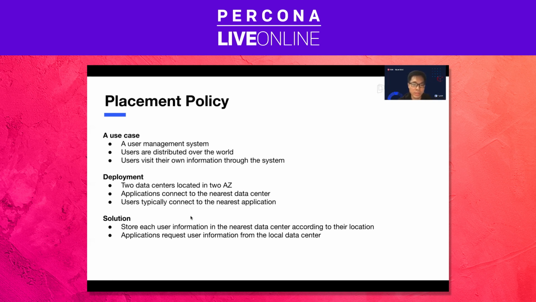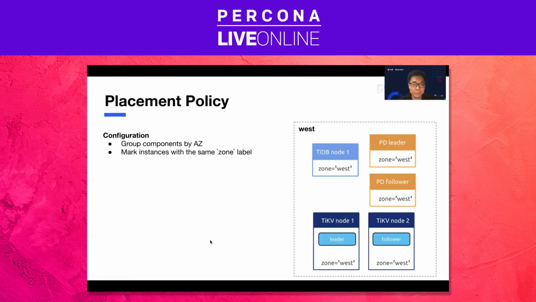So our solution is to store each user's information in the nearest data center according to the location, and then users request their information from the local data center. This whole process avoids cross-region requests. To achieve that, the first thing you need to do is to configure the topology, because each component needs to recognize the other instances in the same AZ.